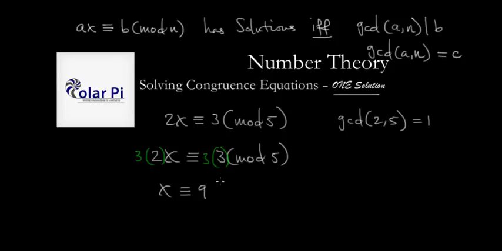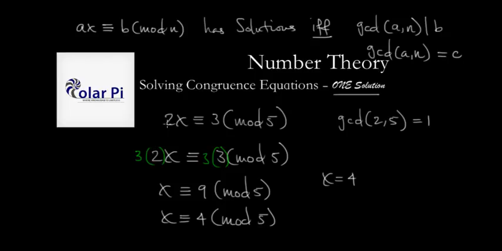So 9 mod 5. And since 9 is reduced to 4 mod 5, that is, 9 is in the same congruence class as 4 mod 5, we can write this, which means that the x we're seeking here is 4. So our solution is x equals 4, right? And check it. 2 times 4 gives us 8, and that's clearly 3 mod 5.